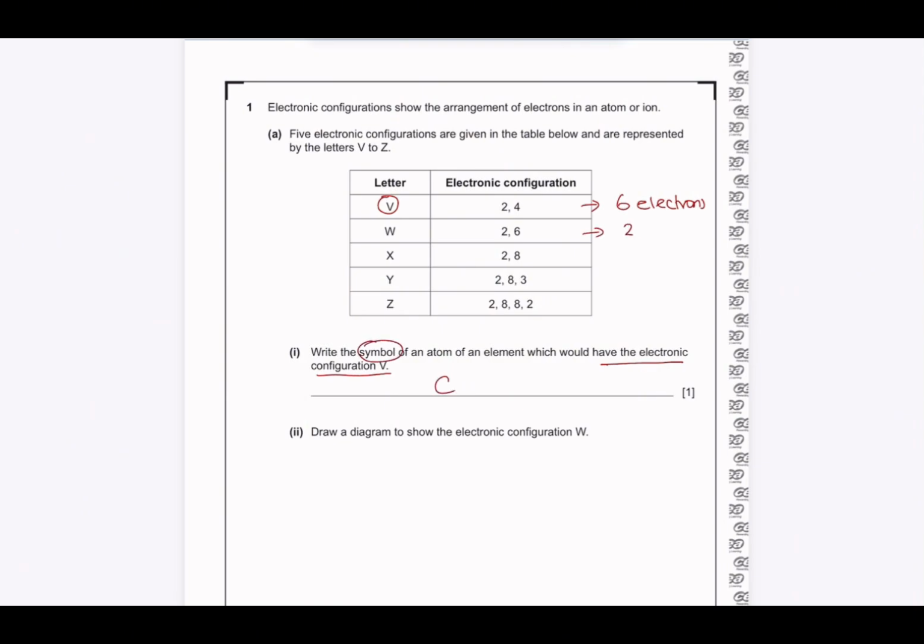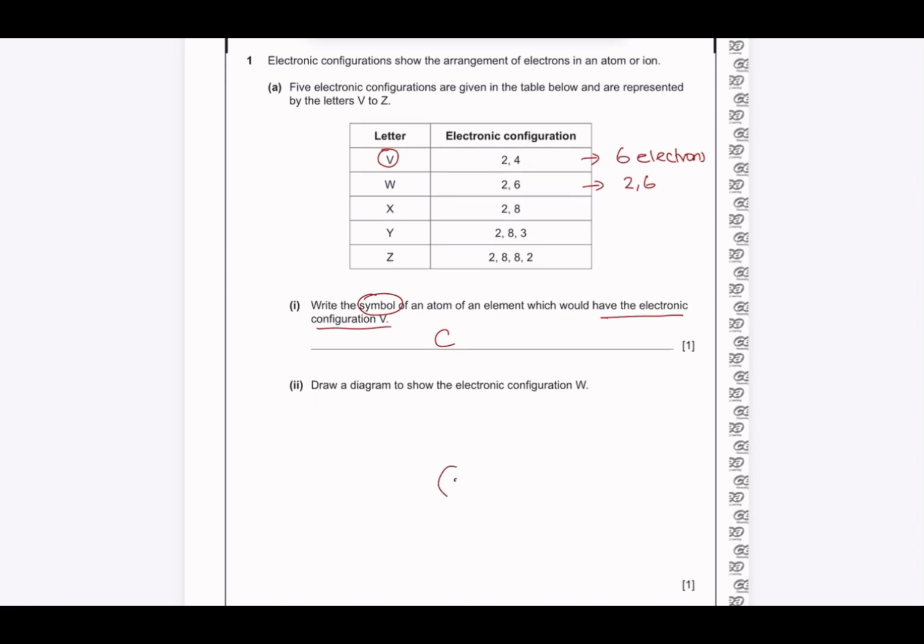Then you have to draw the electronic configuration. If they ever ask you, draw your shells. So it's got 2 shells, 2 in the first shell, and then you have 6 on the outer shell.